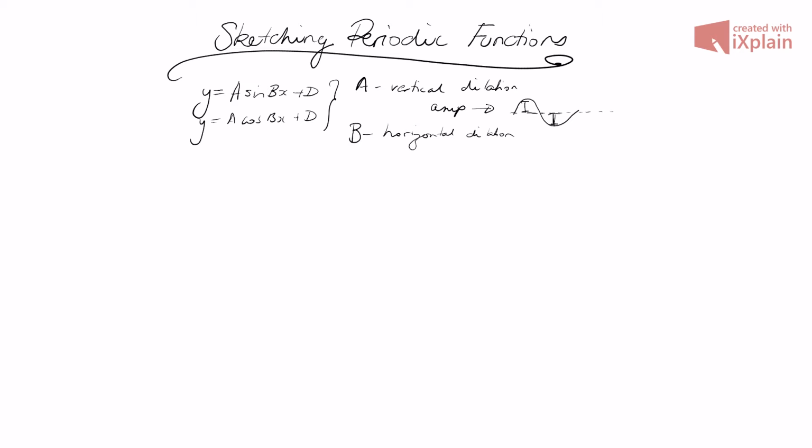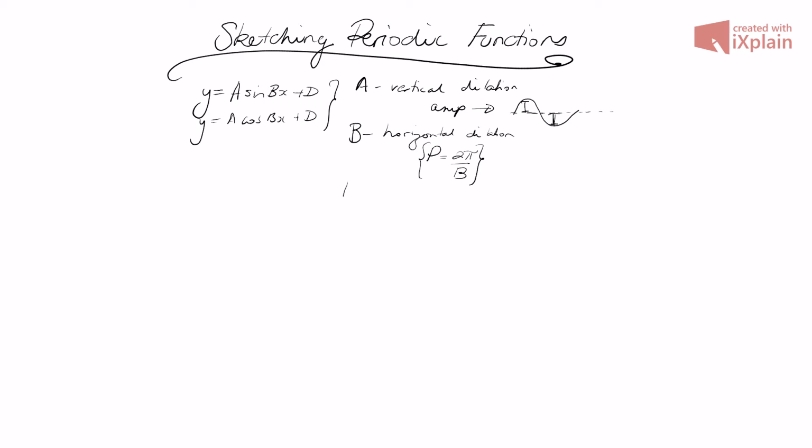Now, the dilation factor, because it stretches the function out from side to side, actually affects the period of the function. Now, the period of the function is the time or the length it takes to repeat one cycle of the function. So one period is one cycle of the function.